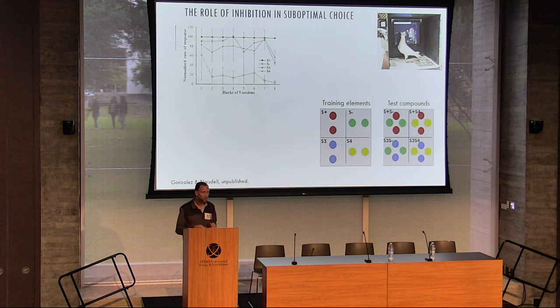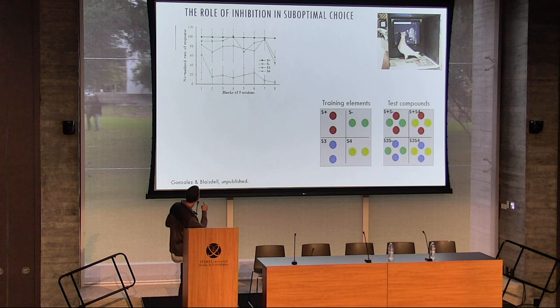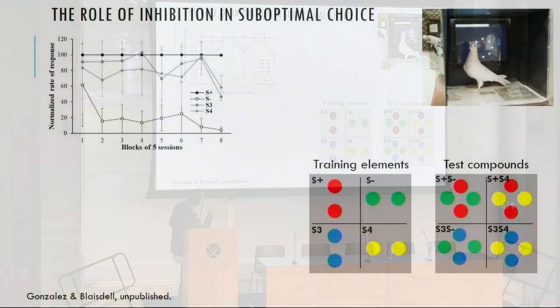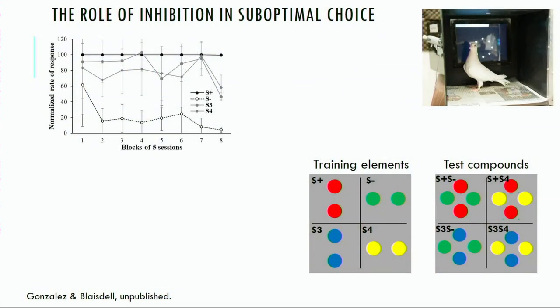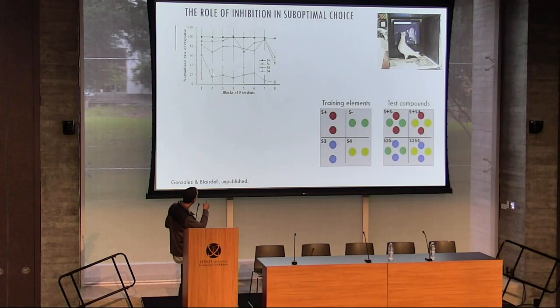So first of all, over training, we look at the normalized rate of response, normalized to the rate of responding to an S plus. So that would be black because it's normalized to itself, that'd be 100%. But the other two excitatory cues that are 50% partially reinforced have a pretty high rate of response for most of the training. And the S minus here, in the dashed line, starts relatively high in the first block of 5 sessions, but then drops down.